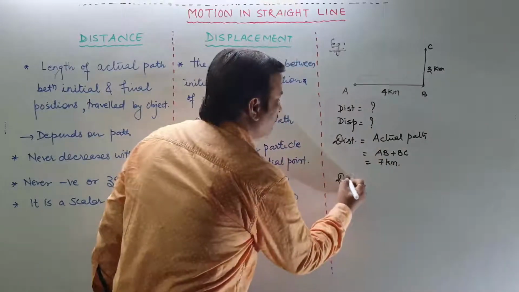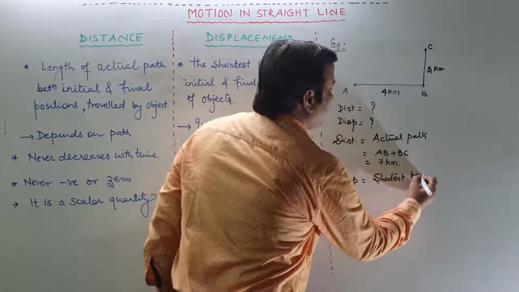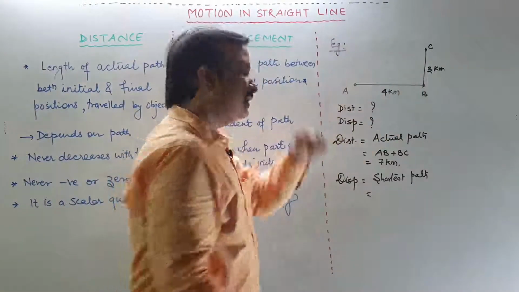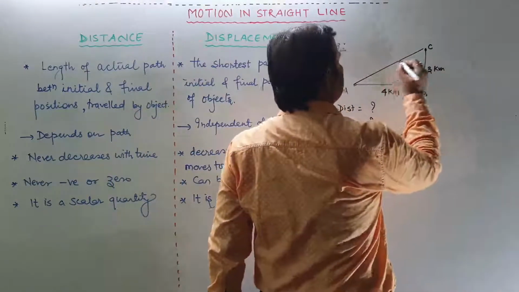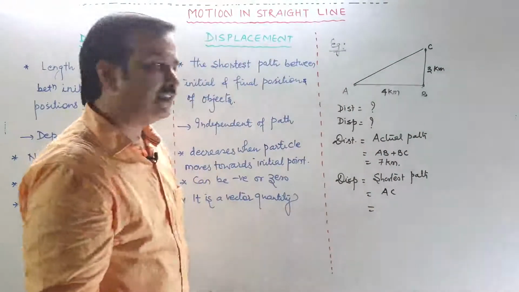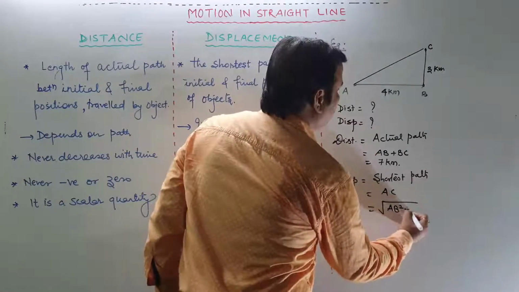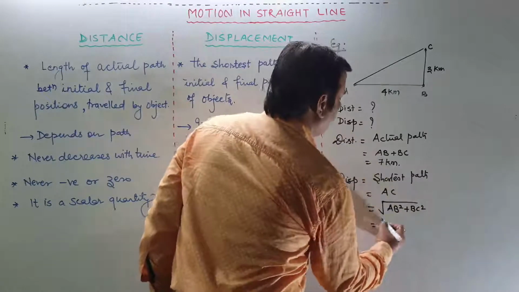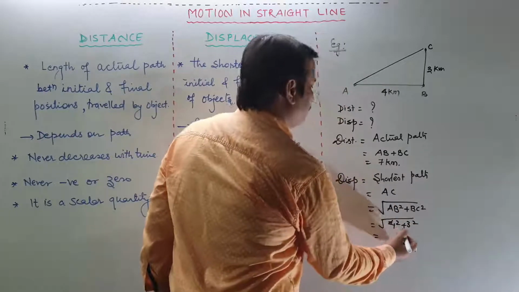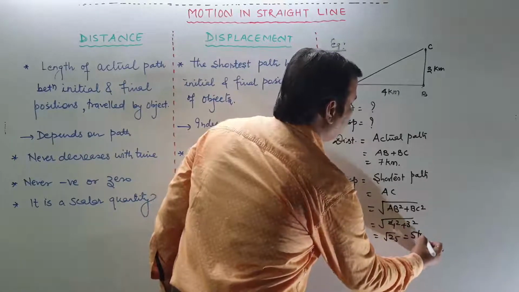But when we talk about displacement, it is the shortest path between इनिशियल फाइनल पोजीशंस. अब शॉर्टेस्ट क्या है? आप जरूरी नहीं है ना इस रास्ते से जाएं, आप सीधा चले जाइए. दिस इज योर डिस्प्लेसमेंट, दैट इज AC. कैसे निकालेंगे? बाय राइट हैंड ट्रायंगल. इट इज अंडर रूट AB स्क्वायर प्लस BC स्क्वायर, नथिंग बट 4 स्क्वायर प्लस 3 स्क्वायर विल गिव यू हाउ मच? Under root 25 equal to 5 kilometers.